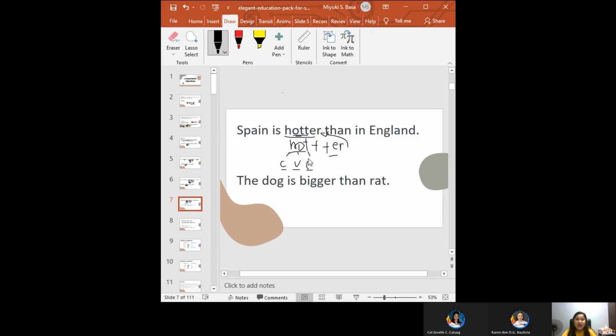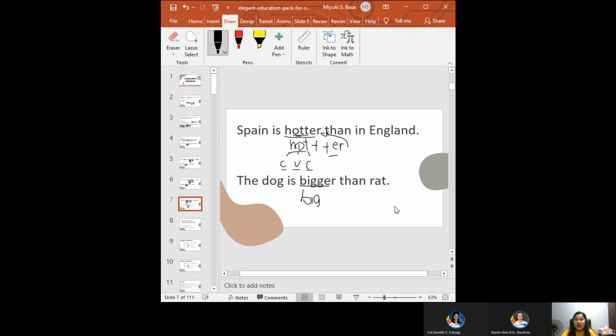So now let's have another example. Can you please read, Miss Bautista? The dog is bigger than a rat. Okay. What do you think is the comparative adjective and its base form, Miss Bautista? Bigger is the comparative adjective, and big is the base form. Okay, that's right.